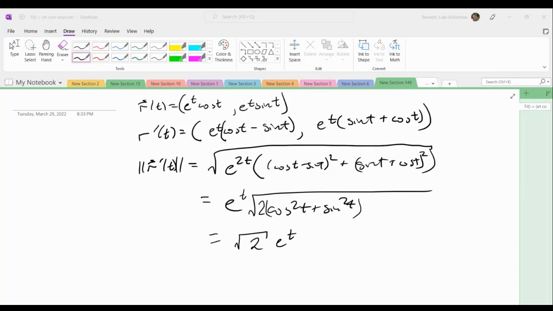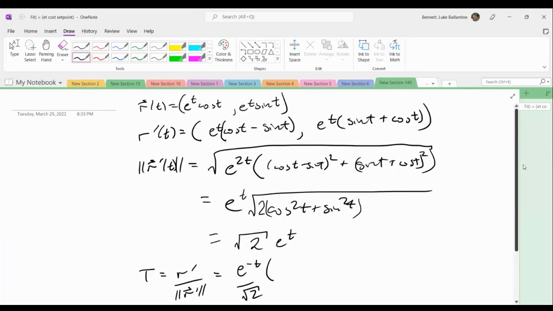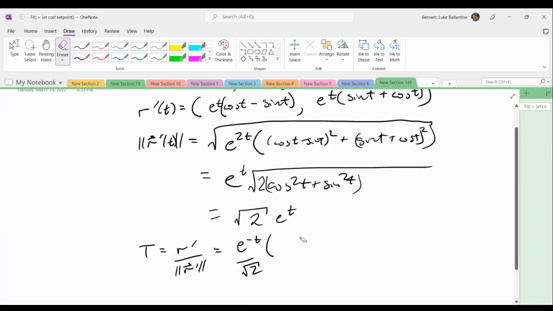And then you just divide them. So this would be e to the negative t, over root 2, times r prime. So that just makes it cosine t minus sine t, and sine t plus cosine t.